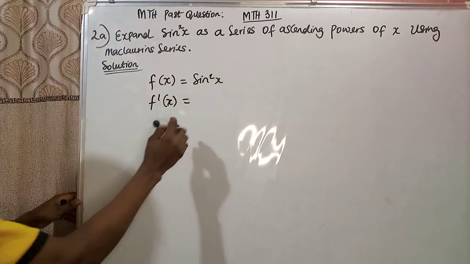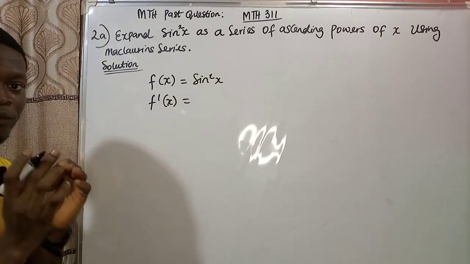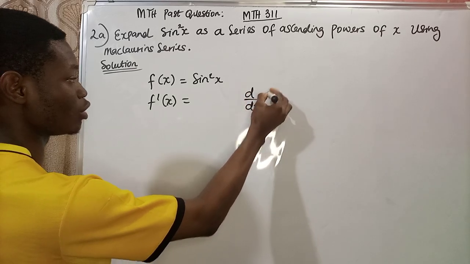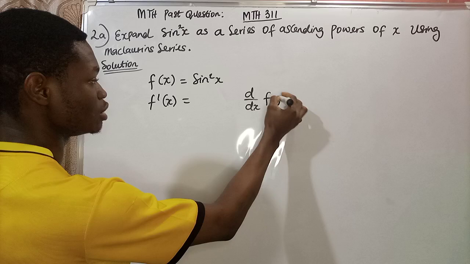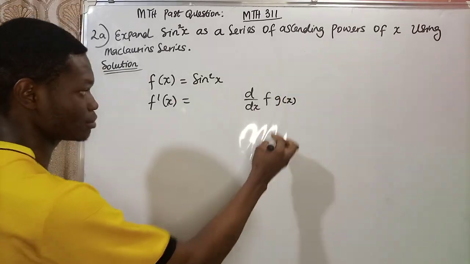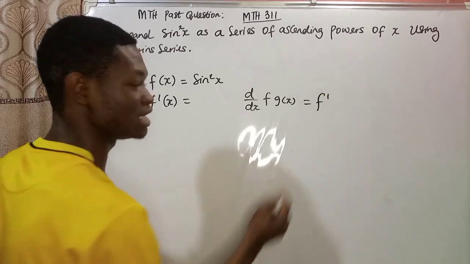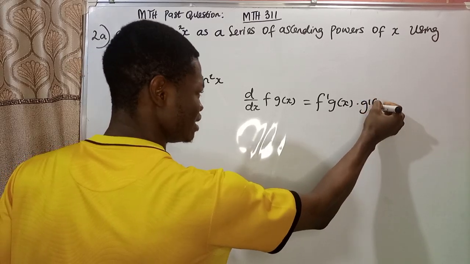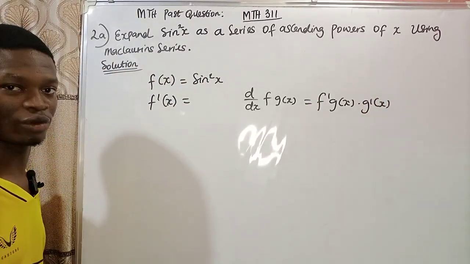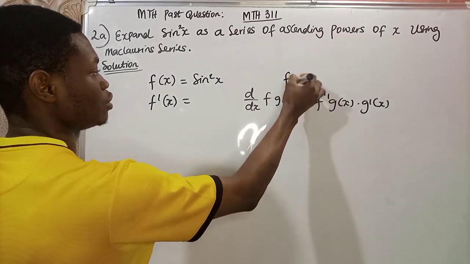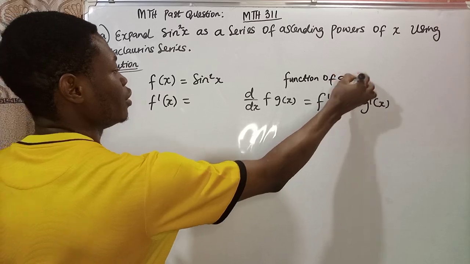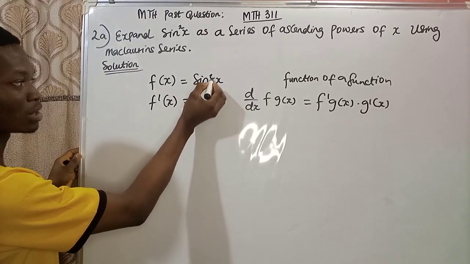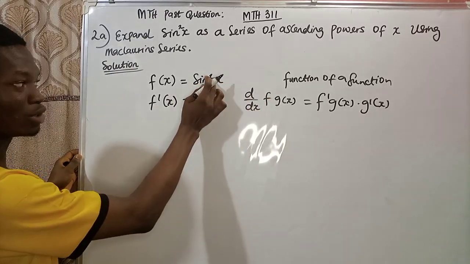That's the first derivative of x. You differentiate this using function of a function. Function of a function is telling us that d over dx of f of g of x is equal to differentiated f, then g of x, times differentiated g of x. This is the function of a function. So let us apply it here. So this is our f of x. So let us differentiate it.